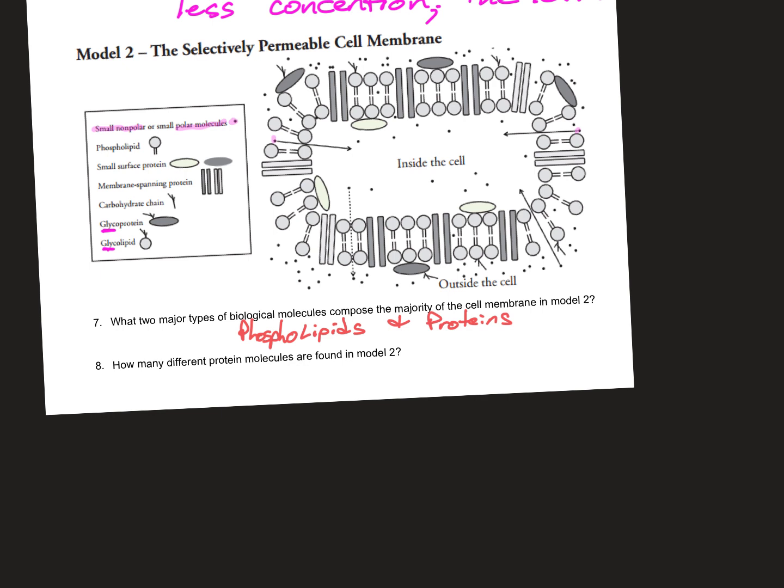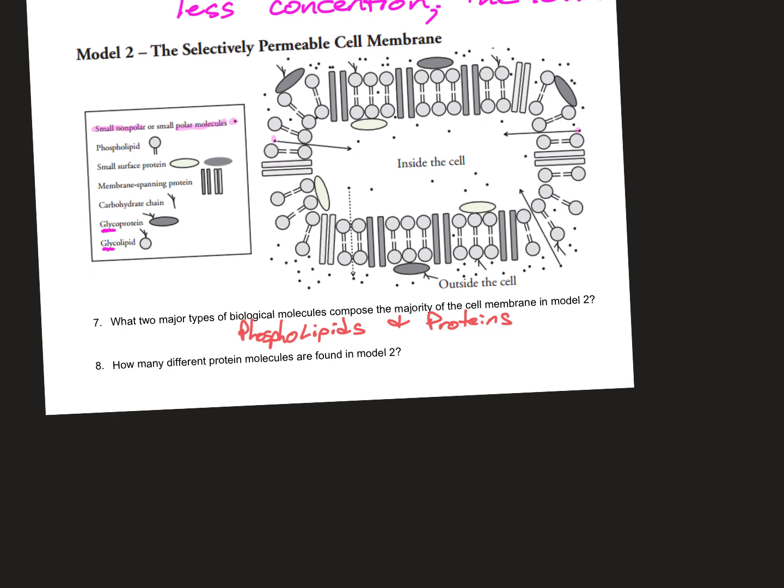How many different protein molecules are found in Model 2? Look, guys, it says protein, it says protein, it says protein. So you could say 4 plus 1, 5, right? Or you could say 3, 1, 2, 3. Or you might have even said 2. It depended on how you looked at the problem.